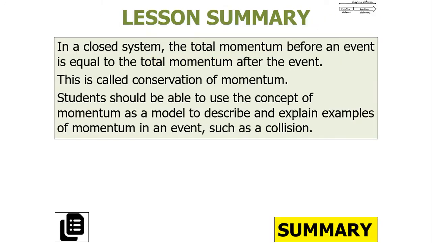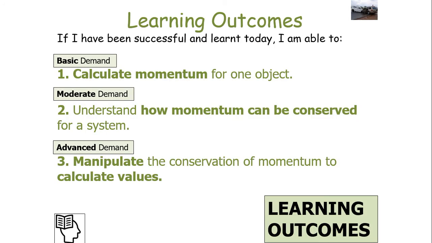So what have we learned in this particular lesson? In a closed system, the total momentum before an event is equal to the total momentum after the event. We call that idea the conservation of momentum. You should be able to use this concept of momentum as a model to describe and explain examples of momentum in events like collisions or explosions. If we've been successful in today's lesson, we can calculate the momentum for an object, understand how the momentum can be conserved for a system, and manipulate the conservation of momentum to calculate different values.